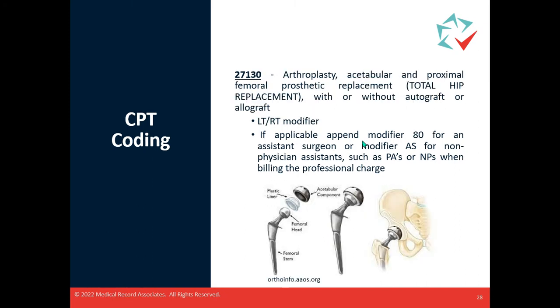CPT 27130 is used for the total hip replacement, and this includes an autograft or allograft when performed. Again, don't forget about your LT and RT modifiers and your assistant modifier if applicable.